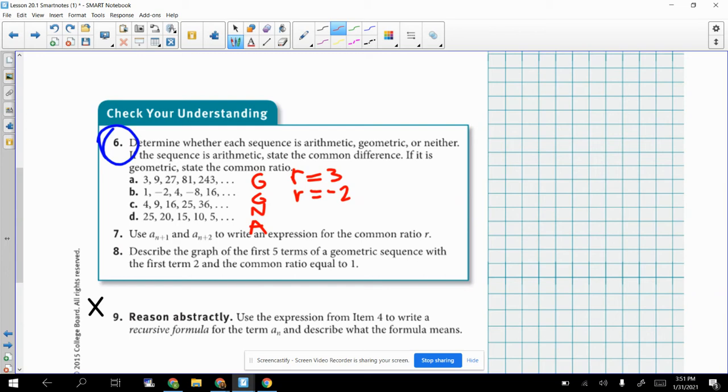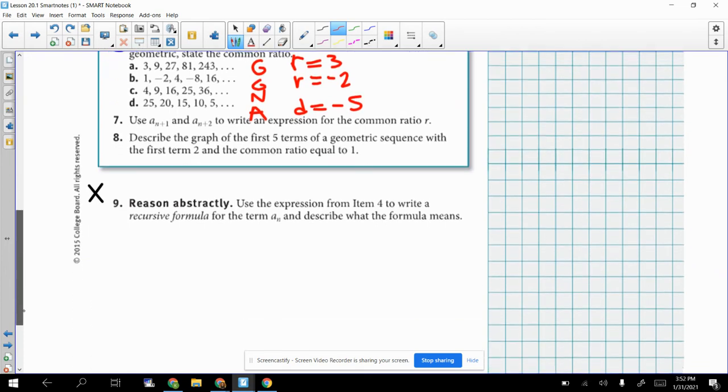Part C is a neither because, as you can see, they add 5, and then they add 7, and then they add 9. So they're adding odd numbers, but it's not a constant number. It's changing each time. So that's why it's neither. And then part D is going to be arithmetic, and that is because they are subtracting 5 each time. So d equals negative 5. Your common difference is negative 5. Okay. So hopefully you did pretty well on those.